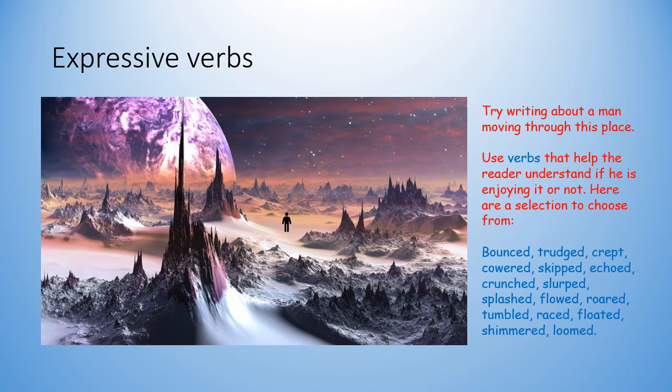Some of those verbs are going to give the feeling of a nice place, a cosy place, a comfortable place, or a fun place. Some of them are going to give the feeling that it's a lonely or frightening place. So choose the verbs that you want to give a certain feeling and write a paragraph using those verbs, describing a man moving through the place. Pause this while you're doing that.